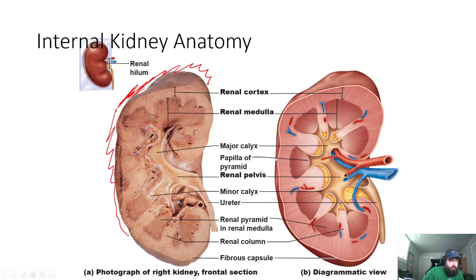So that's what, proximally speaking, the renal pelvis connects to. Distally speaking, the renal pelvis connects to the ureter and takes all that urine that's coming from the kidney and delivers it to the bladder.